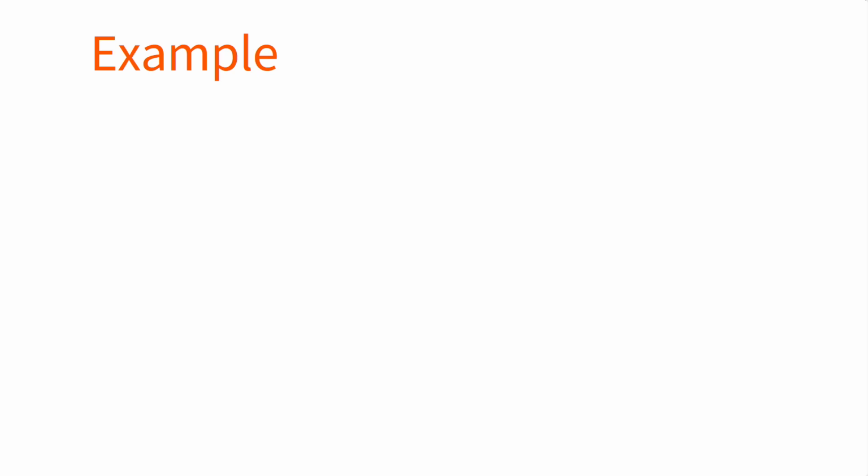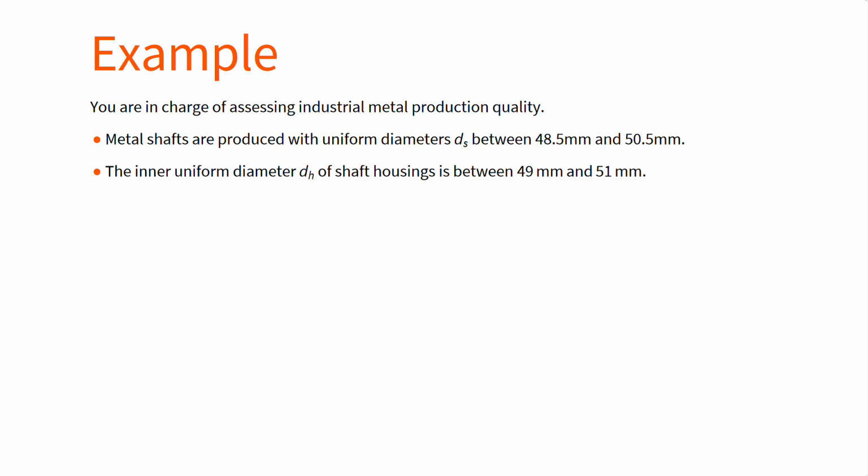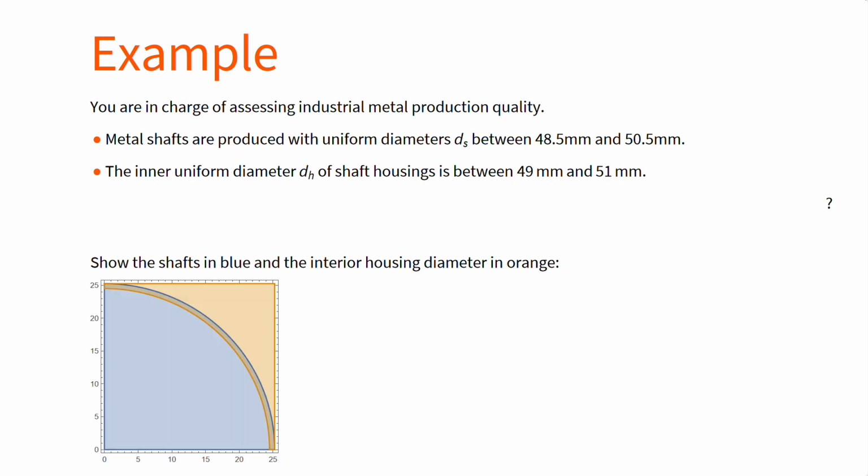The examples so far were somewhat unlikely to be used practically. So let's do a real practical example. Let's say you need to assess the metal production quality, specifically of metal shafts and their housing. The metal shafts are between 48.5 millimeters and 50.5 millimeters uniformly, and the metal housings are between 49 millimeters and 51 millimeters. This can be visualized like this, where the blue is the metal shaft and the orange is the housing.